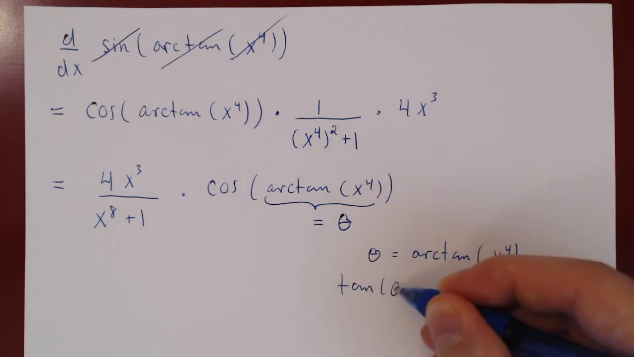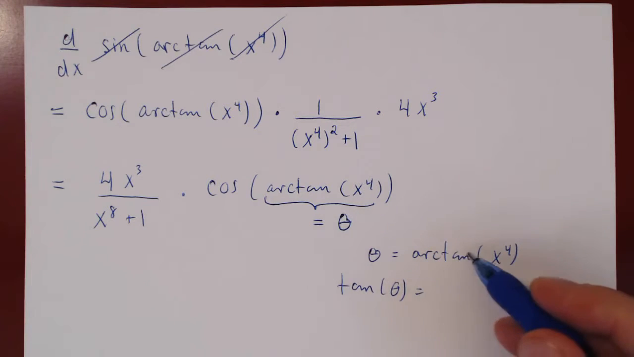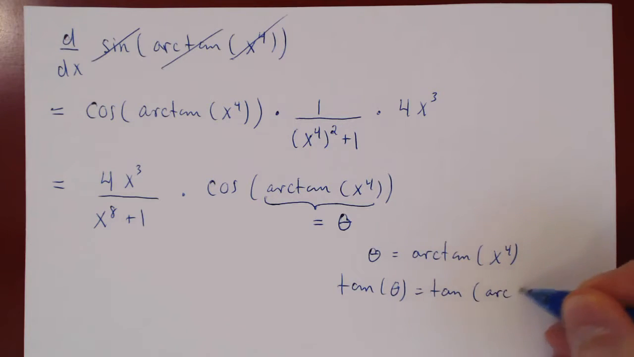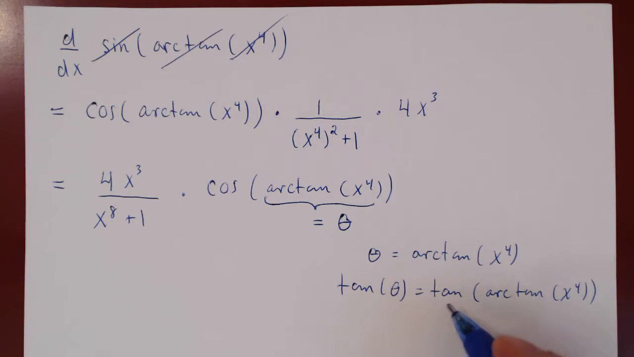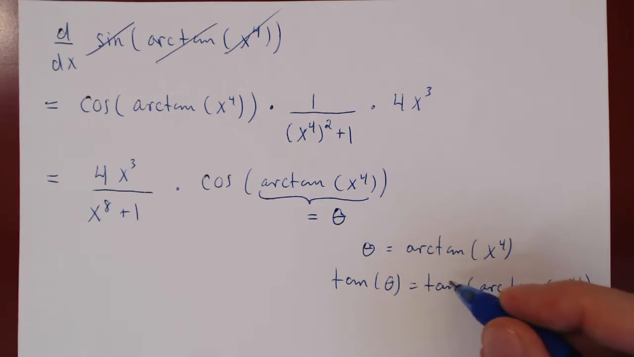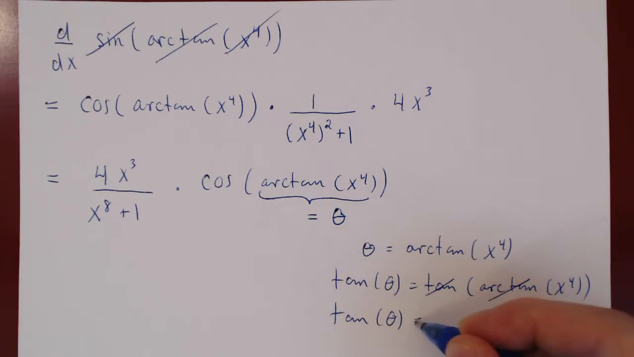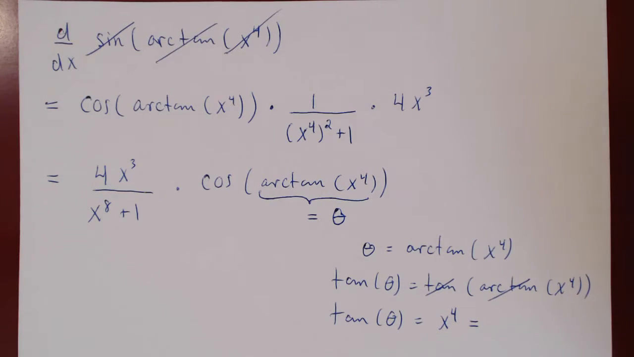So tangent of theta equals tangent of arctangent of x to the 4. But tangent is the inverse of arctangent, so it cancels arctangent, and we're left with, on the left, tangent of theta, which is quite simply x to the 4. Remember now that tangent, if you think of your trig SOHCAHTOA, is the opposite side over the adjacent.